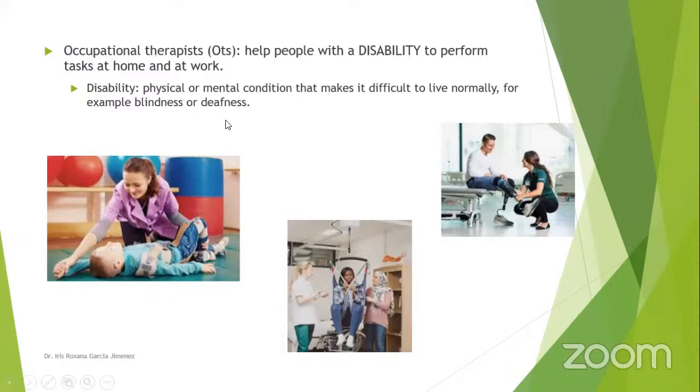For example, blindness or deafness. Of course, for them, it's not easy to live in a normal way nowadays. But with the OTs, they have the chance to improve their own abilities, and then get introduced into the social life without a bigger trouble, right? We have a handicapped man, we have a lady who's without the capability of moving legs, this guy with a strange device. So consider this.